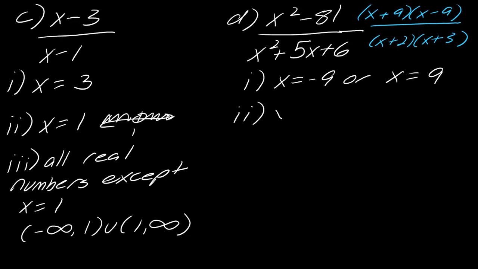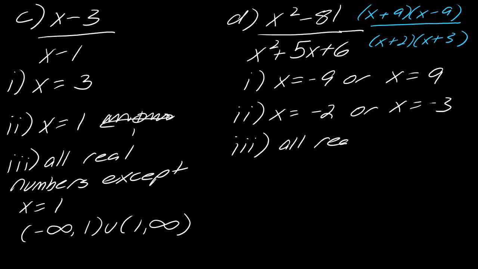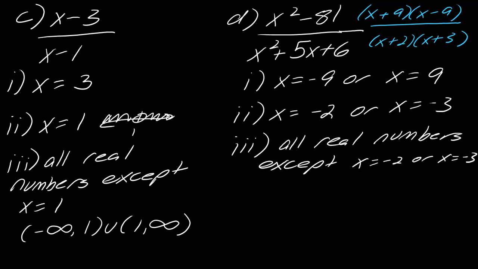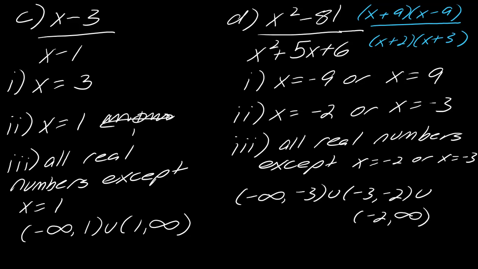Where is this expression undefined? It's undefined when x equals -2 or when x equals -3. And then finally, what is the domain? So the domain is all real numbers except -2 and -3. And in interval notation, what that would look like is this. Okay, and so that would be it for this one. So that's all I've got for this.